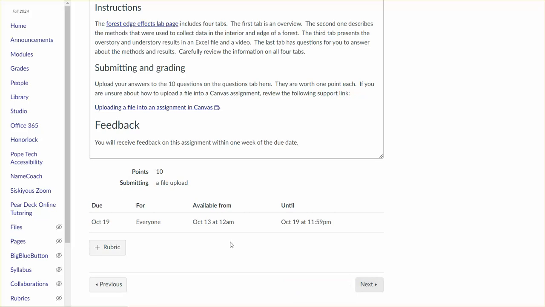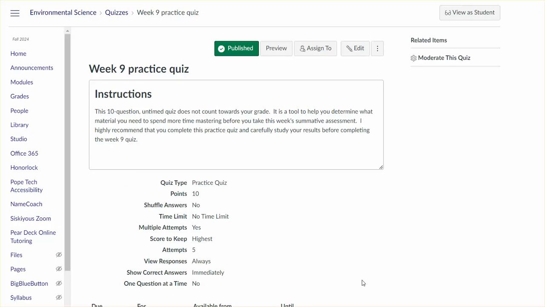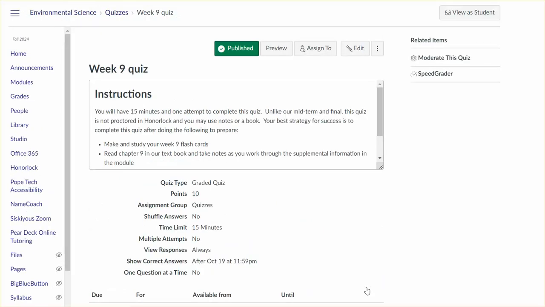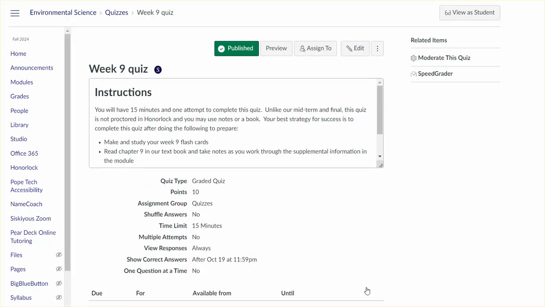The only other 2 elements of the week 9 module are a practice quiz. This is meant to help you get ready for the week 9 quiz, which is the last piece of the week 9 module. As always, please let me know if you have any questions and have a great week.